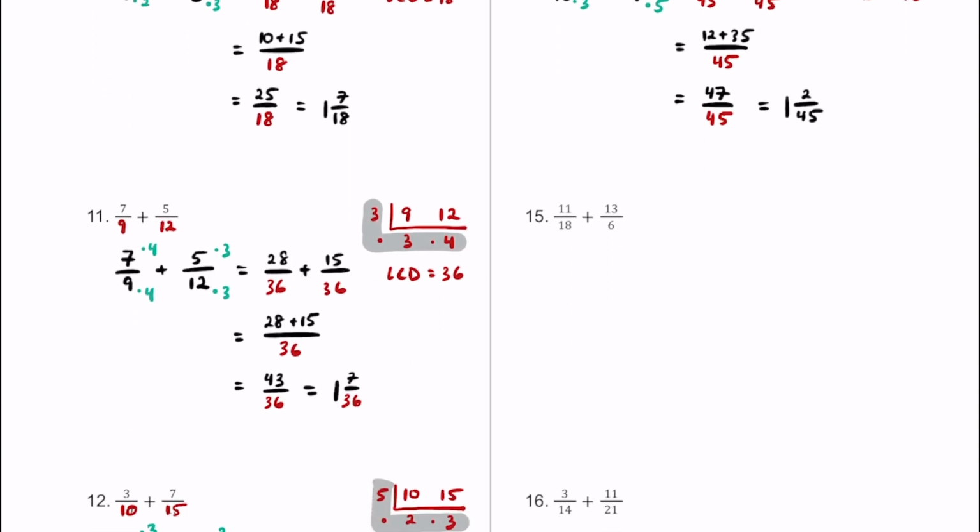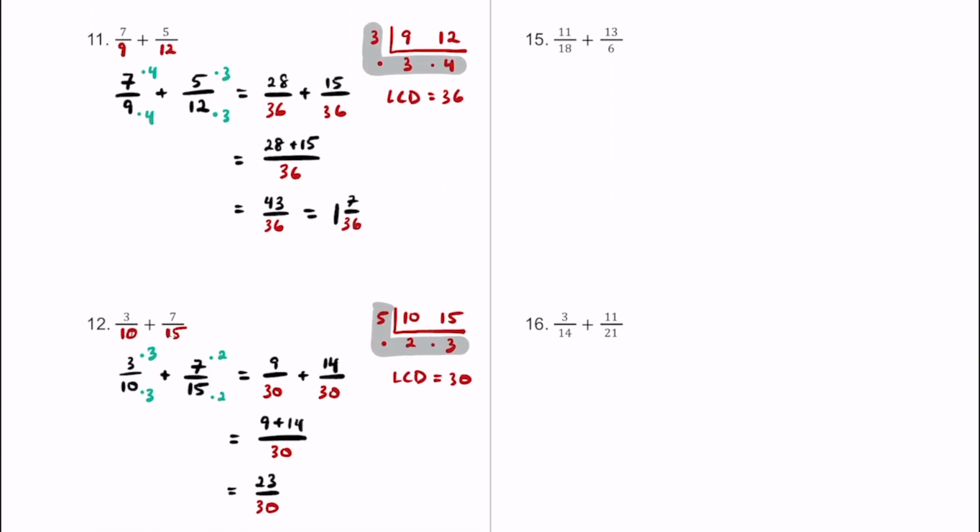Let's check out these last two, 15 and 16. For 15, we have this 11 over 18, and we're going to be adding this 13 over 6. So let's see, we need some common denominators here, 18 and 6. Hopefully you can notice that 6 goes into 18, or 18 is a multiple of 6. So we can say this goes in 6 times. 3 times 6 is 18, 6 times 1 is 6.